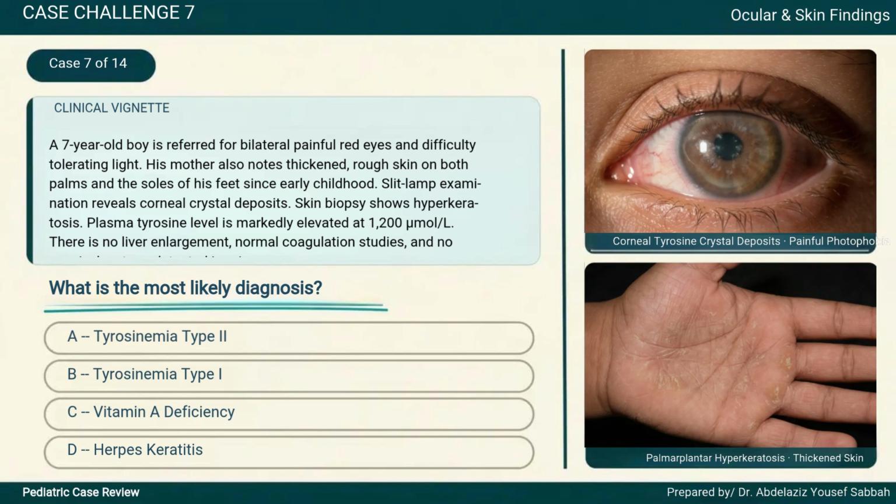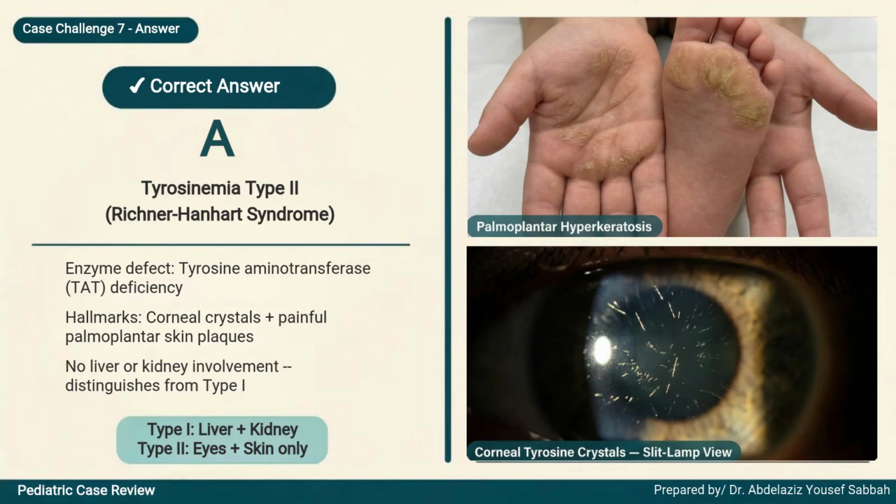What is the most likely diagnosis? Option A, Tyrosinemia type 2. Option B, Tyrosinemia type 1. Option C, vitamin A deficiency. Option D, herpes keratitis. The correct answer is option A, Tyrosinemia type 2, also known as Richner-Hanhart syndrome.